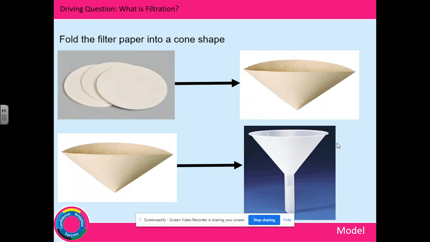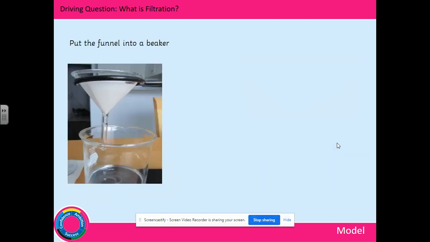Now, as you can see, the shape of the filter paper and the funnel are the same. So the filter paper will fit easily and comfortably into the filter funnel, as you can see in this picture. So we put the filter funnel into a beaker. Now, in some cases, you can just rest the filter funnel onto the beaker itself, or in this case, you can use a retort stand and clamp to actually hold the filter funnel above the beaker.